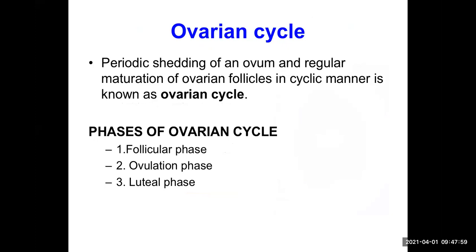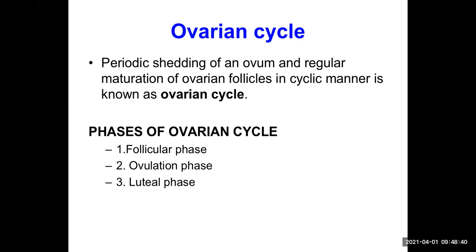Now, what do we mean by ovarian cycle, and what happens during ovulation? Let's talk about it. The ovarian cycle is the periodic shedding of an ovum and the regular maturation of ovarian follicles in a cyclical manner. If the menstrual cycle is a 30-day cycle, ovulation occurs exactly on the 14th day, that is, 14 days prior to menstruation.